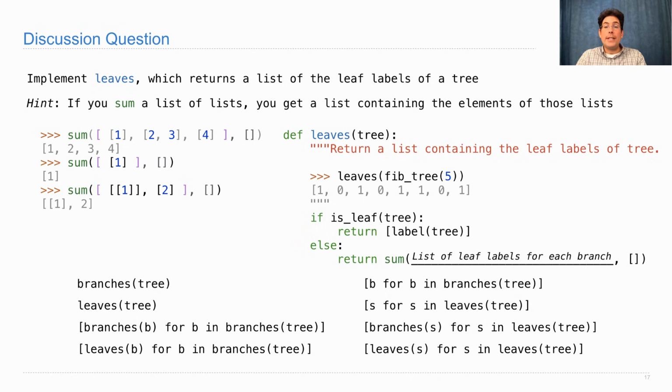Our goal is to get a list of leaf labels for each branch and then put them all into one long list of all the leaf labels. We get that by summing a recursive call to the leaves of B for every B in the branches of the tree. So this is almost identical to count leaves, except for we have a different base case and a different use of sum, meaning a different way of aggregating the return values of the recursive calls.